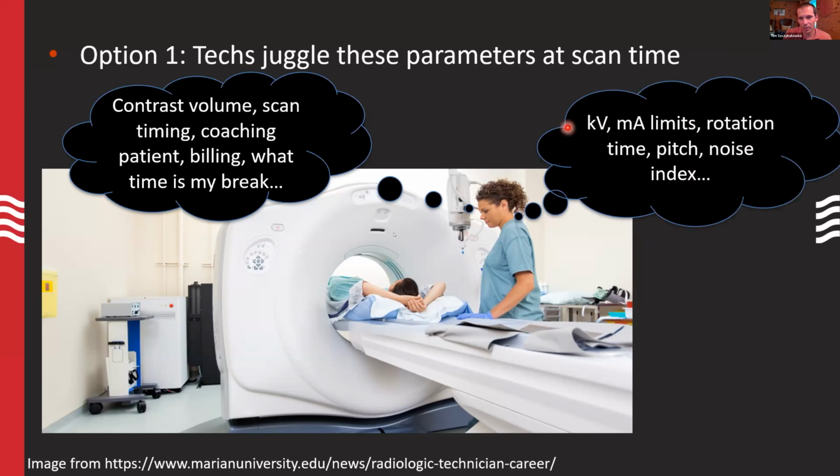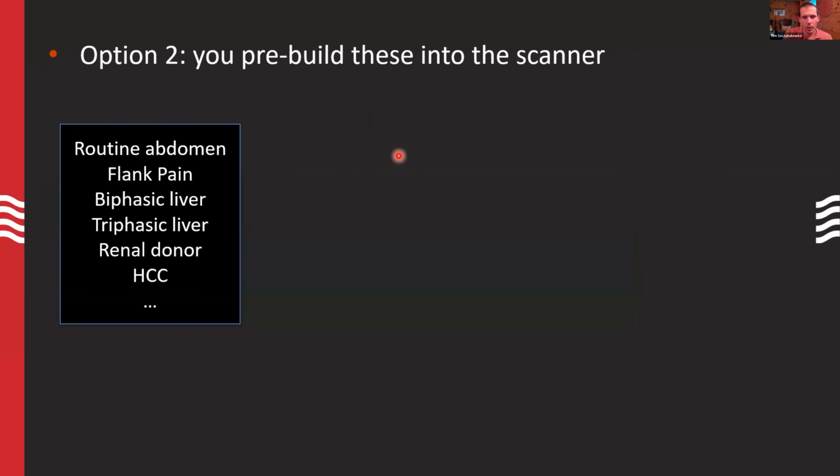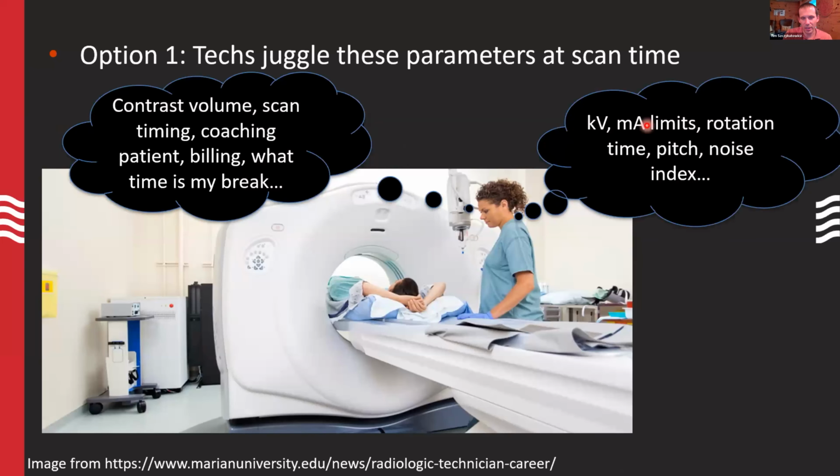Their kV, the mA limits, rotation time, pitch, noise index. You could ask them to set all of these, and I really only know of one or two places in the world where they do this kind of really bespoke protocol creation at the scanner side. I really would not recommend this because it's kind of a craft to come up with all these parameters, and they're probably not going to do it the same way every time. So this is not really a good option to figure out and set up at scan time.